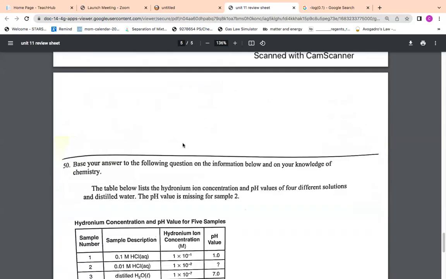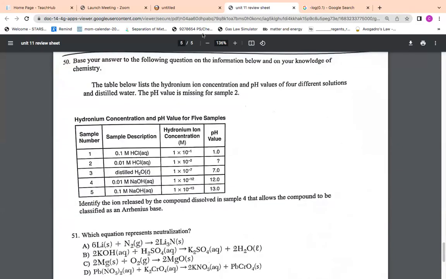Okay, number 50. We are given this chart and they give you all this information. And then at the end of the day, they're just asking you to identify the ion released by the compound dissolved in sample 4, so here, that allows the compound to be classified as an Arrhenius base. We didn't even need to know that this was it, because if something is being classified as an Arrhenius base, it means that it is an Arrhenius base because it is giving off this. So you could say this, you could put the name. I think either should be fine. Okay.